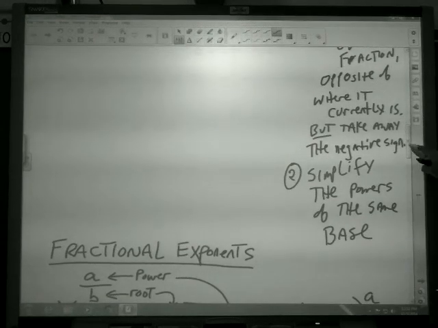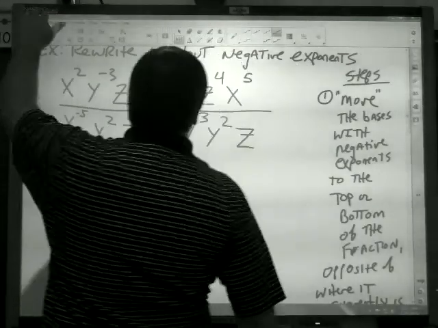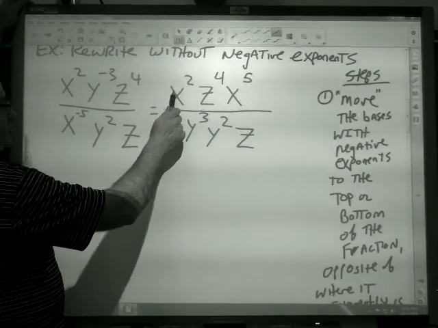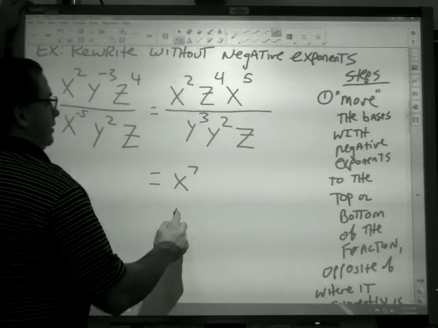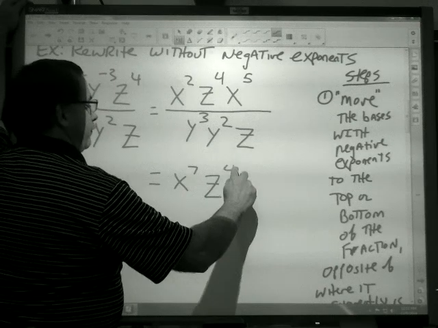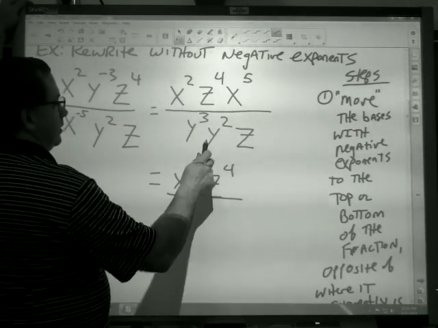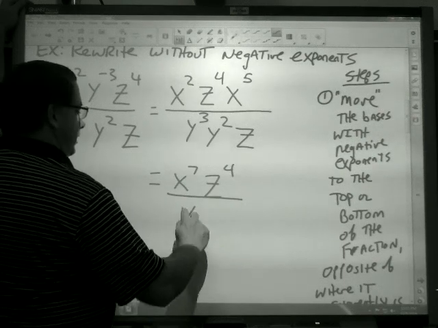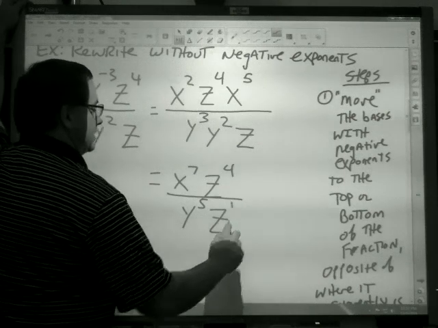Second thing, simplify the powers of the same base. So now I've got to go back, just like we did earlier in this year, and simplify. So I've got x squared times x to the fifth. That's going to be x to the seventh. Z to the fourth. Y to the third times y squared is y to the fifth. Remember, when we multiply, we add exponents. This is z to the first.